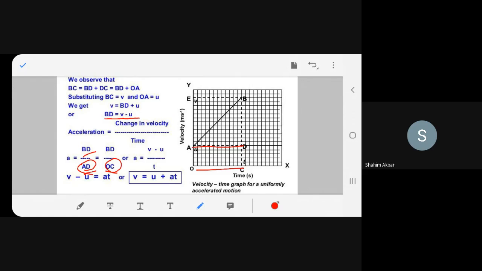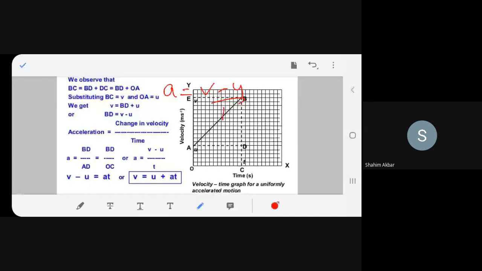And what is OC, beta? It is T. So instead of OC, I put T. A remains as A, and instead of BD, I put B minus U. You can see B minus U over here? Yes or no? Did you understand or not? So A is equal to B minus U upon T.